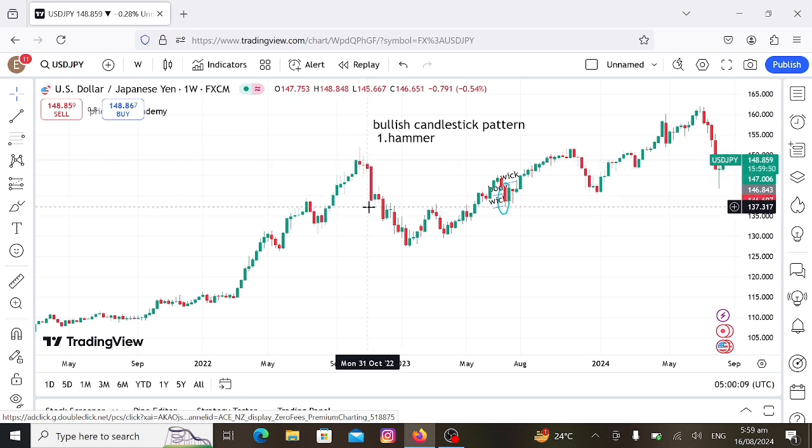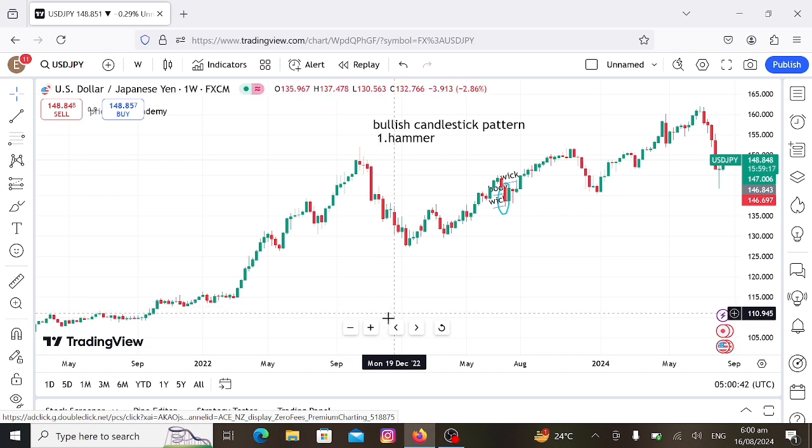The hammer candlestick pattern is formed of a short body with a long wick and is found at the bottom of a downtrend. A hammer shows that although there was selling pressure during the market, ultimately strong buying pressure drove the price back up. The color of the body can vary, but a green hammer indicates a stronger market than a red hammer.